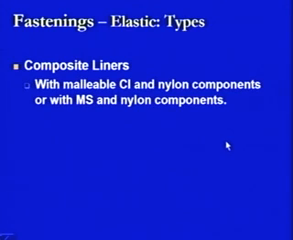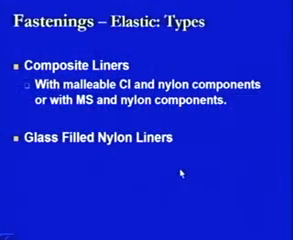Then there are composite liners. These composite liners are provided with malleable CI or nylon components, or with MS and nylon components. These are provided again with the same reason, that is we have to absorb the vibrations or the shocks which are coming. So, they are used along with the base plates as well as the rubber pads. Then there are different types of liners which are available.